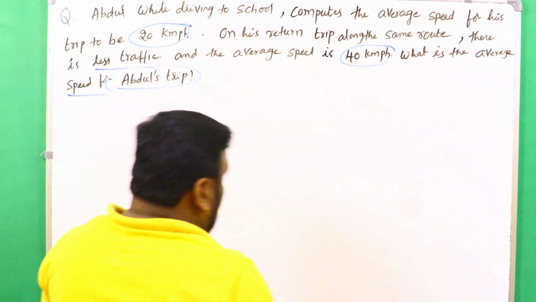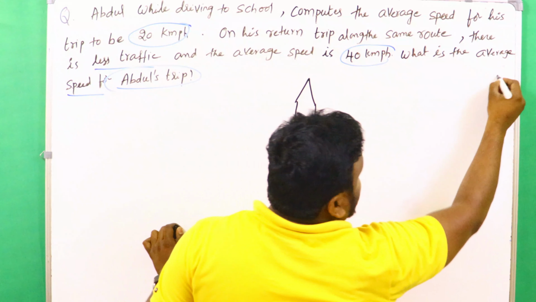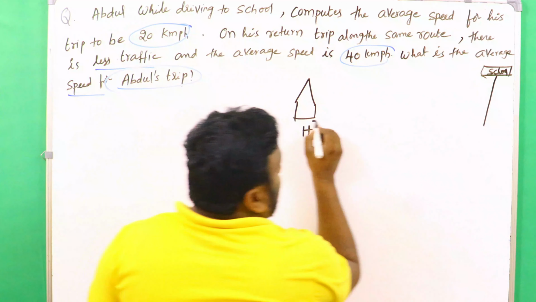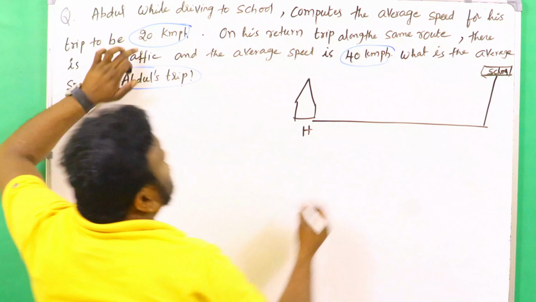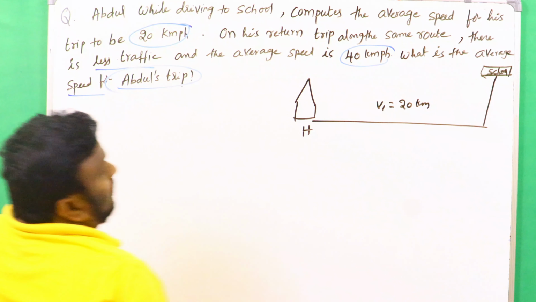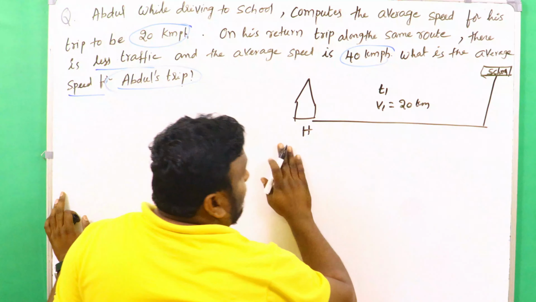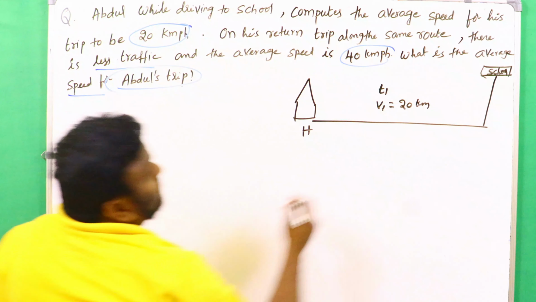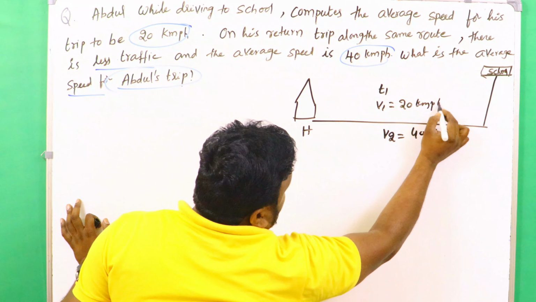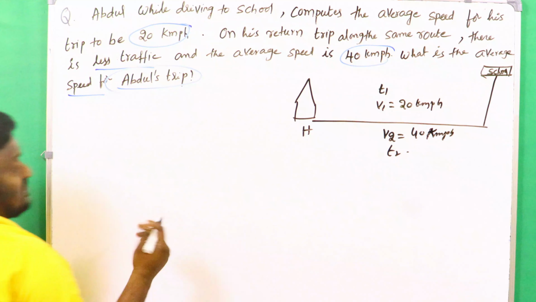Very simple. Just imagine this is Abdul's house, and here there is a school. When he was going from home to the school, he maintained an average speed of 20 km per hour, and let the time taken be T1. Next, while coming from school to the house, he observed less traffic, so he came with a speed of 40 km per hour. Clear? For this, the time we take is T2. Then what is the total average speed?